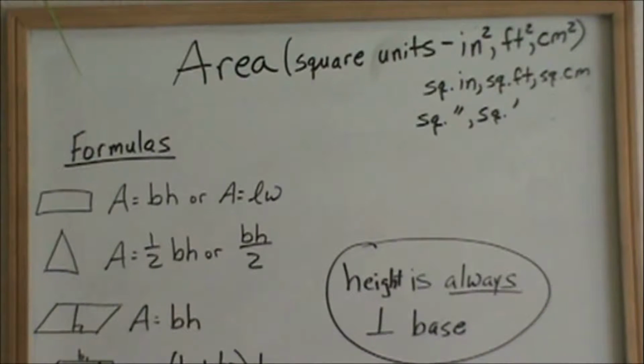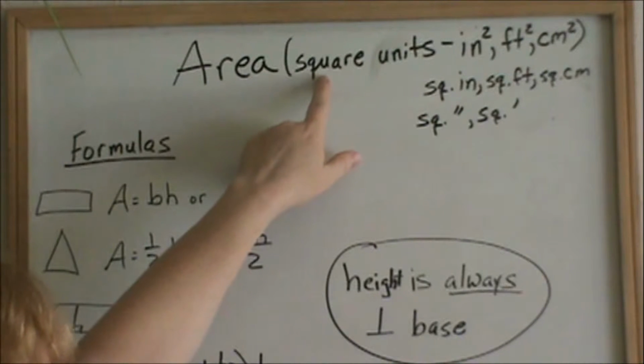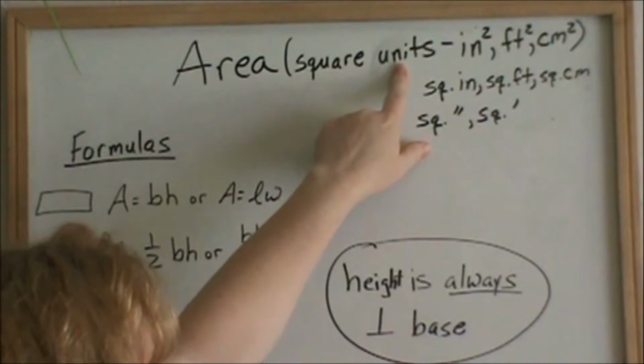Okay, we are going to calculate the area of figures. The area is the measurement of inside the figure. Like here you have a rectangle. We're going to calculate how much will fit into that rectangle. Area is dealing with 2D figures, two dimensions, and when you're calculating the area, the units are square units.